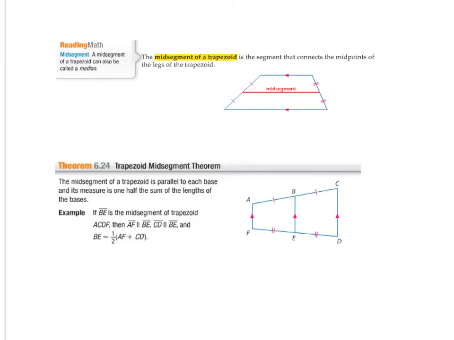One more definition we need to know, the definition of the mid-segment of a trapezoid. The mid-segment of a trapezoid is a line that is drawn from the midpoint of one of the legs to the midpoint of the other leg. It's important to know that the mid-segment will always be parallel to the two bases, and the mid-segment is always the average of the bases. In other words, one half the sum of the two bases is the length of the mid-segment.